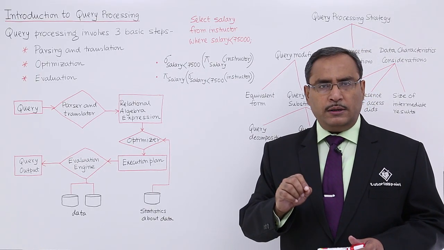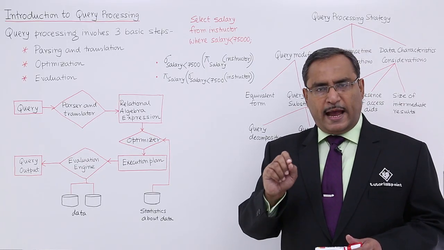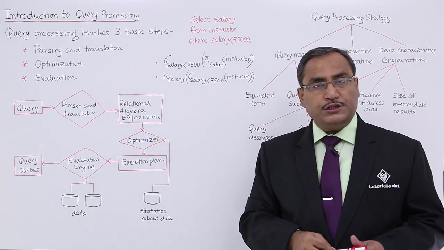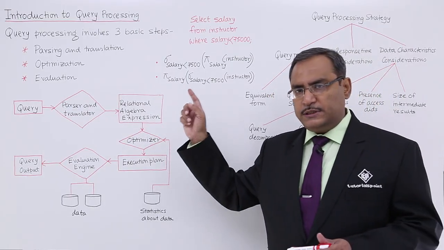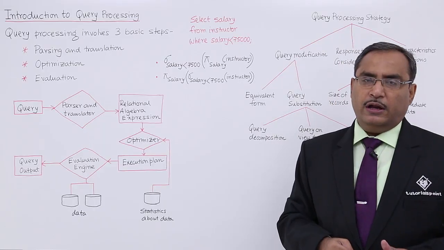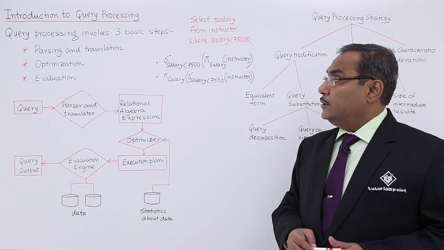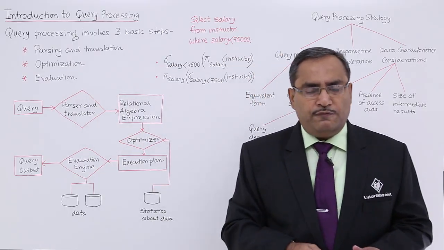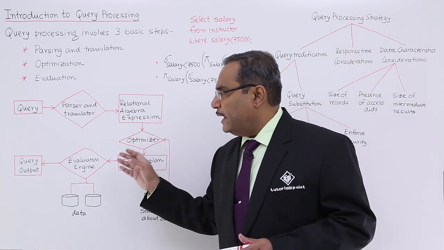So step number 1 is parsing and translation. Step number 2, it will go for the optimization, and step number 3, we have discussed that one, that is our evaluation and execution. So now for these 3 steps, if I want to draw one flowchart, then the flowchart would look like this.